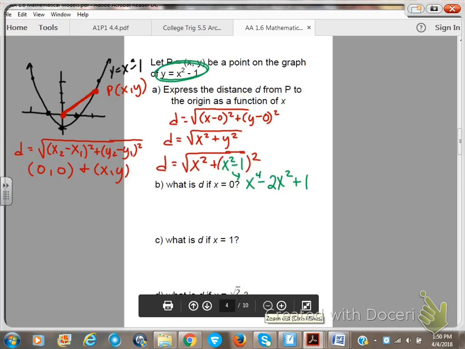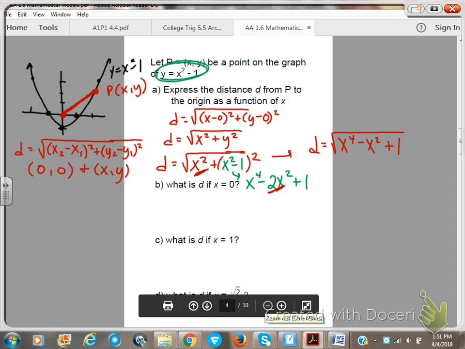Okay. So all underneath this square root sign, we've got d equals the square root of, all right, now combining like terms, if you have an x squared and a negative 2x squared, what would that make? Negative x squared. And then we have that x to the 4th minus x squared plus 1.